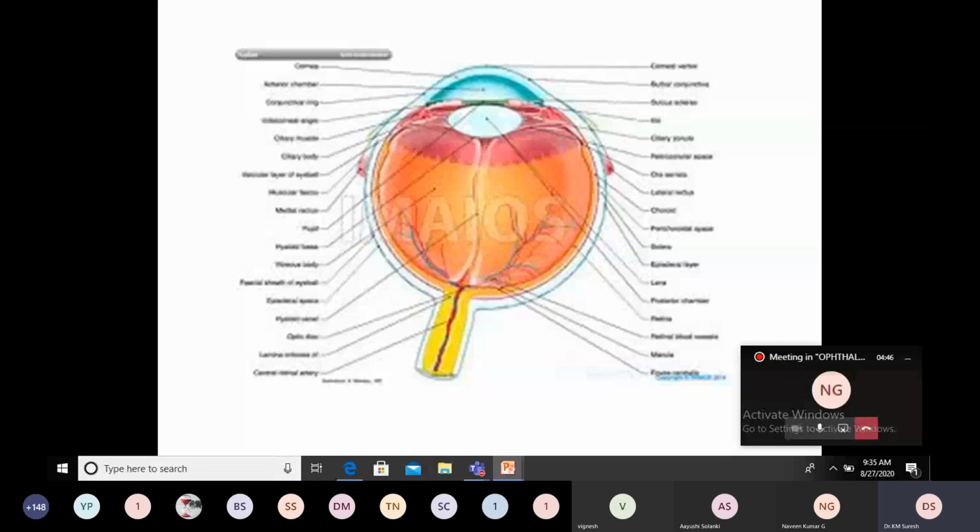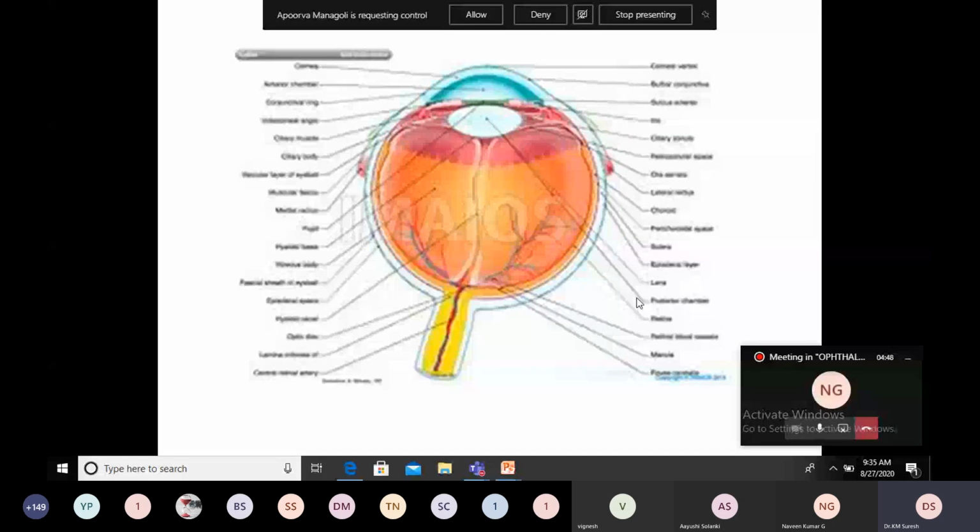This diagram will show you the extension of the vitreous, where it stretches from which place to which place. It starts from the posterior aspect of the lens and it occupies the space up to the optic disc.